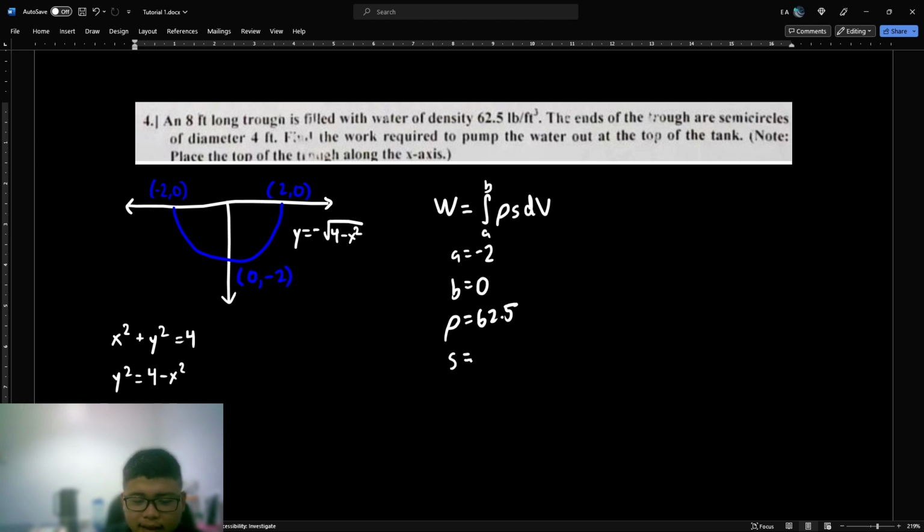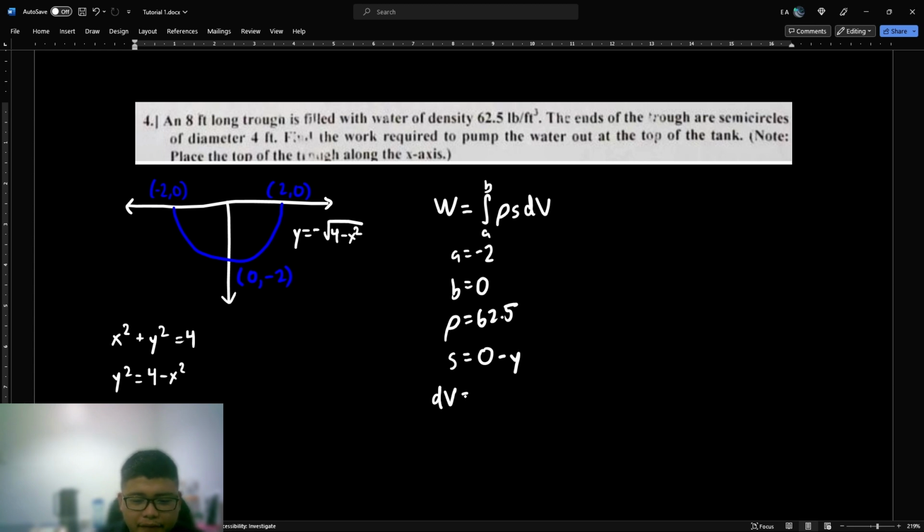S is the distance from the water level, or the level that the water wants to go, minus the absolute bottom of your container. So, since our container wants to go out at the top of the tank, and the top of the tank is at the x-axis, or y equals 0, the top of S is going to be 0 as well. And our element is going to be minus y.